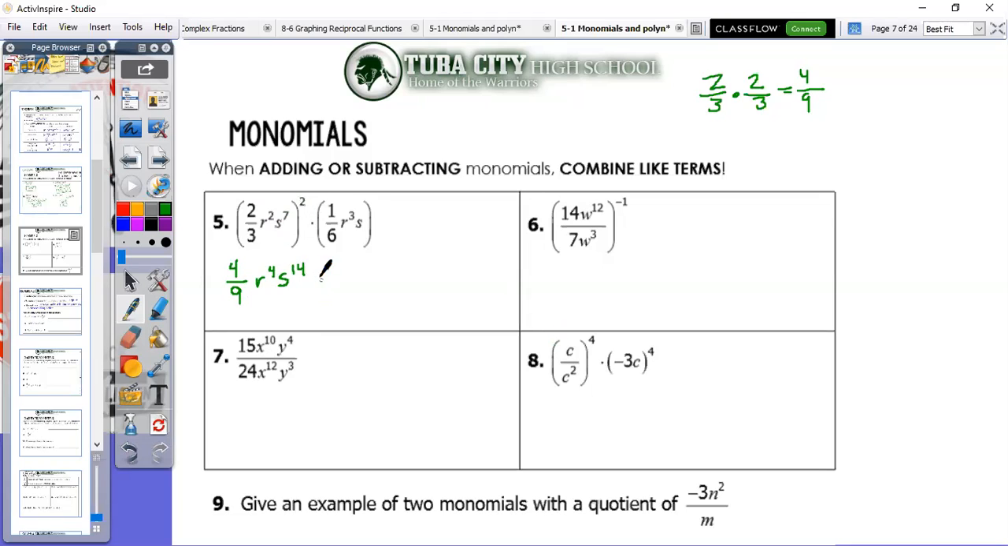Okay, now I'm going to bring this down. So times it by 1/6, r to the 3rd, and s. Same thing, let's go ahead and multiply these together. And here I have 2 fractions. 4/9 times 1/6. To multiply these together, I'm going to multiply top number to top number and bottom number to bottom number. 4 times 1 is 5. 9 times 6 is 54.